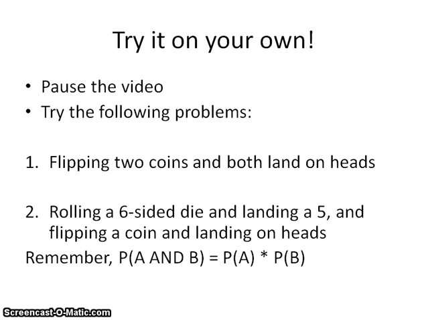Alright, so this next piece, I would like you to pause the video after I'm done talking and try the following problems. The first one, flipping 2 coins and both land on heads. So think about the odds. How will they be multiplied? The second one I'd like you to take a look at is rolling a 6-sided die and landing on a 5. And then flip a coin and land on the heads. Now remember, the 6-sided die is not as complicated as a deck of cards, because there's only 6 sides to it, but it's a little bit more complicated than a coin. So we'll come back to this once you're done, and you can check your answers. We'll go over it. Pause the video now.